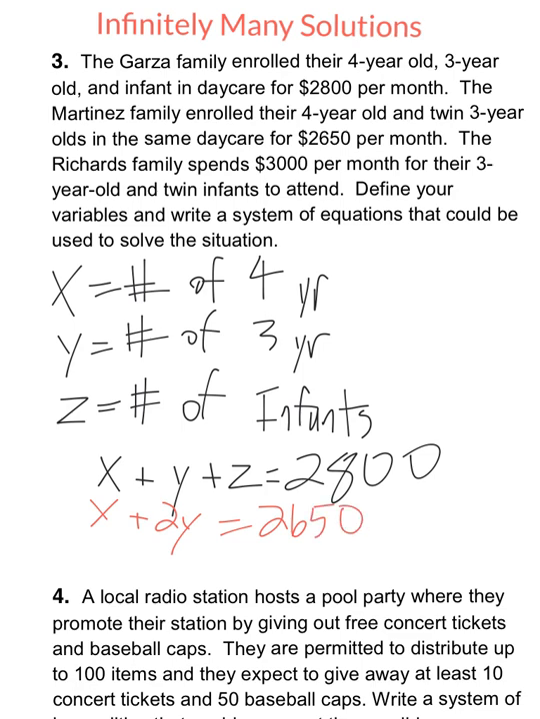And then the last family has a 3-year-old and twin infants. So they have 0 x's. So they have 1 3-year-old, 1y, and twin infants, 2z equals 3,000. And really that's all there is to it. So let's just move on to number 4.